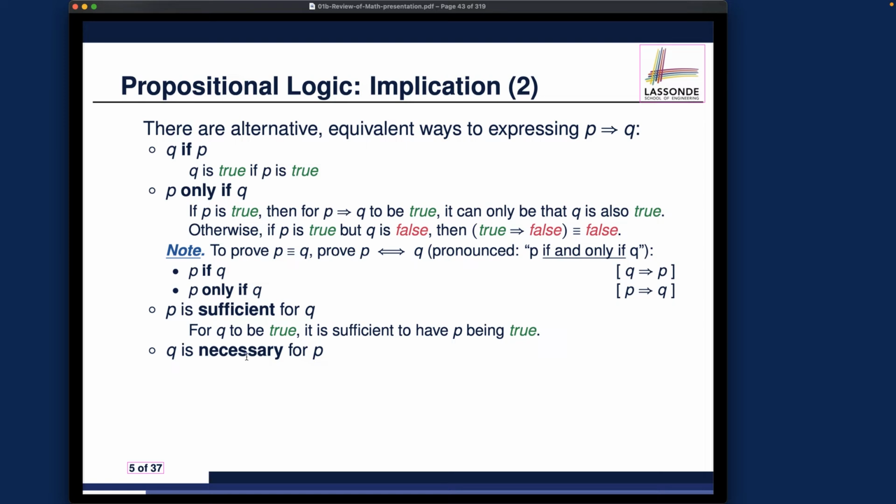Q is necessary for P. So Q over here is more like a necessary condition, right? So Q is necessary for P. It will be a similar argument to P only if Q, right? So here we want to say if we know that P is actually true, right? P is already true, and then the only way for the implication to be true is when Q is also true. In that case, Q being true is necessary, right?